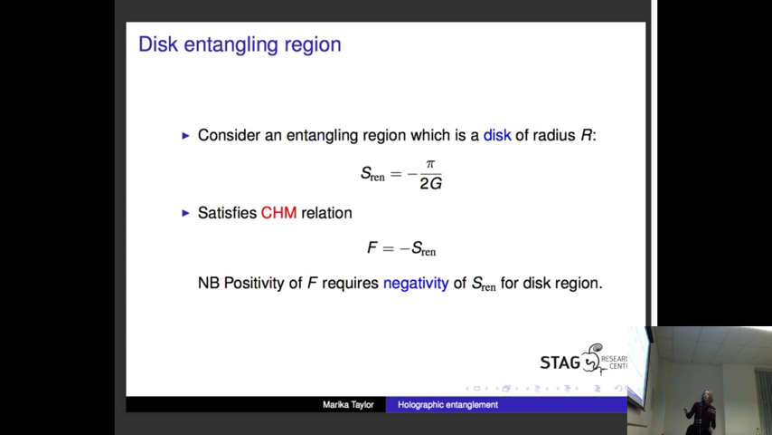It's got the right relation. So the renormalized entanglement entropy of the disk is minus the F quantity. So positivity of F is negativity of S. So that works really kind of nicely. Okay. So that's a sort of nice result.